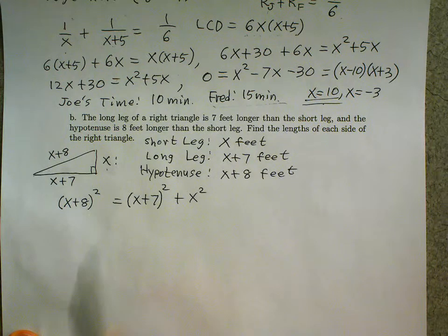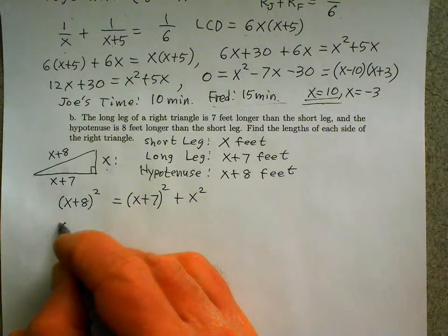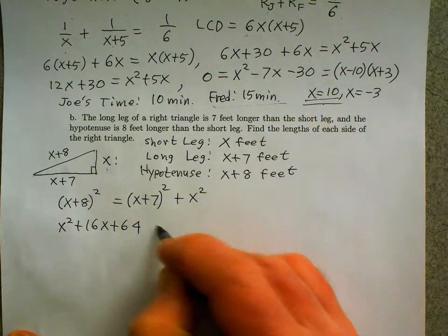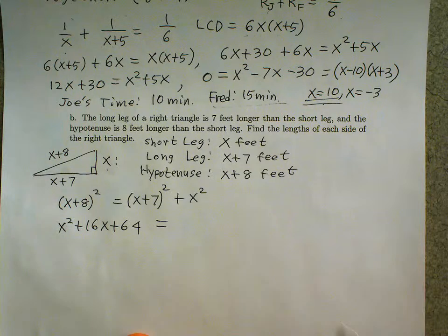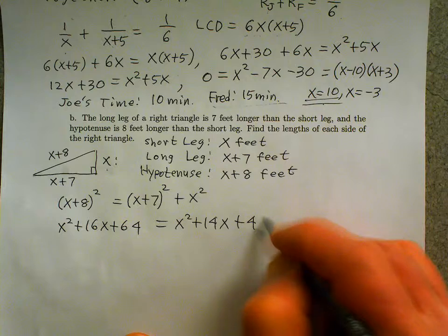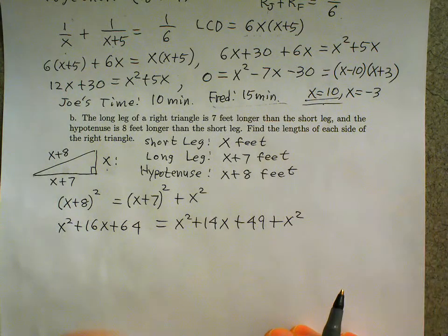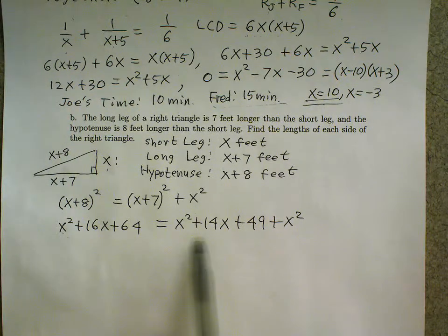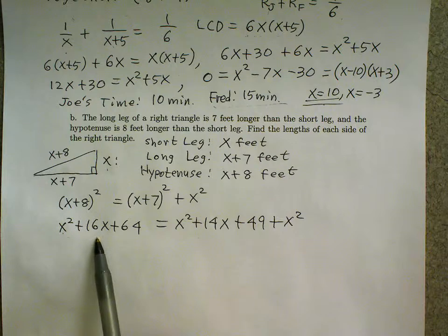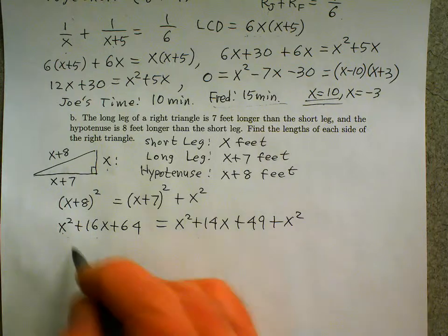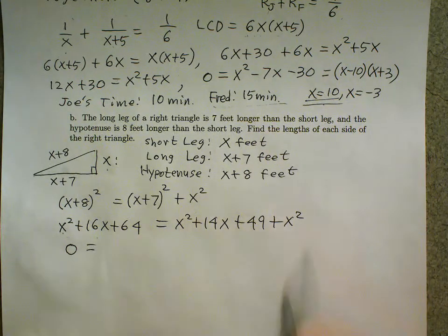x plus 8 squared is x plus 8 times x plus 8, which is x squared plus 16x plus 64. On the right-hand side, x plus 7 quantity squared is x squared plus 14x plus 49, and then plus x squared. So let's make the left-hand side 0 by subtracting x squared from both sides, subtracting 16x from both sides, and subtracting 64 from both sides. So the left-hand side will be 0.